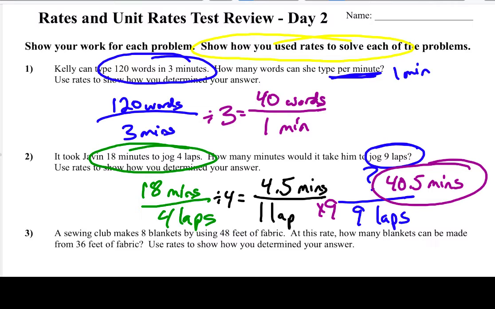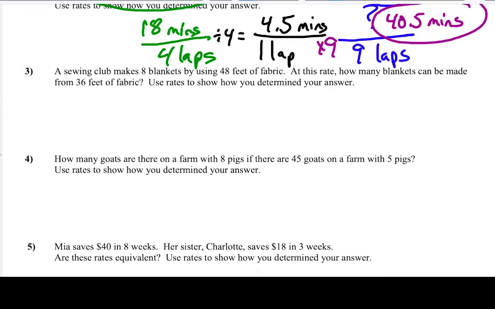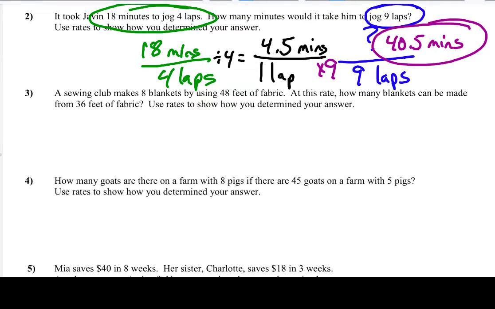All right, next one. The sewing club makes blankets. So a sewing club makes 8 blankets by using 48 feet of fabric. At this rate, how many blankets can be made from 36 feet of fabric? Use rates to determine your answer.